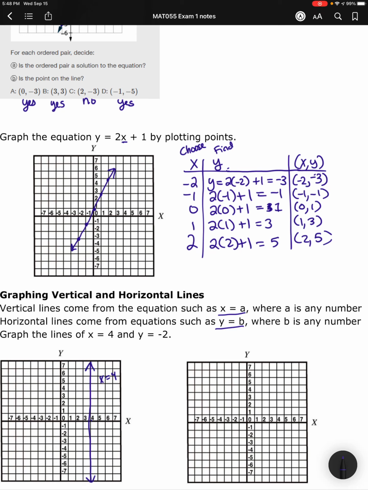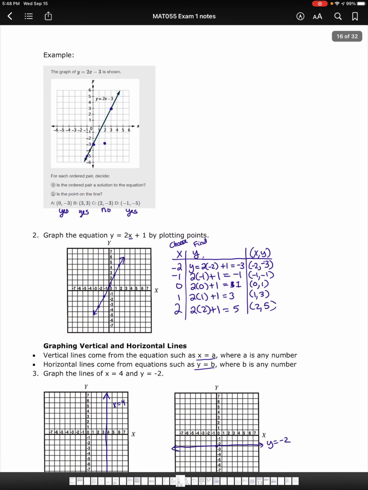And for y equals -2, you go to where y is -2. You can make a dot there if you want, and then you make a horizontal line going through -2. And that's all there is to it. You have to remember which one is which, but after that, there's no work to be done.